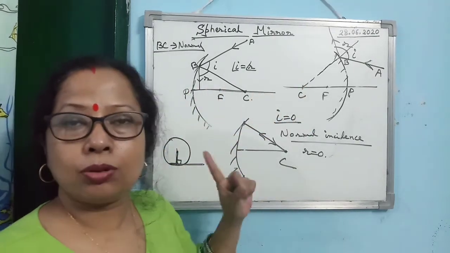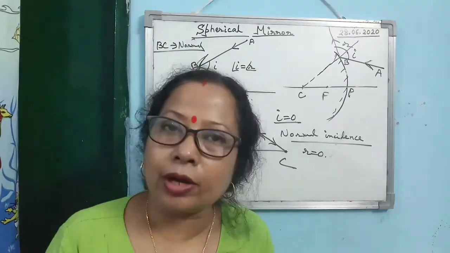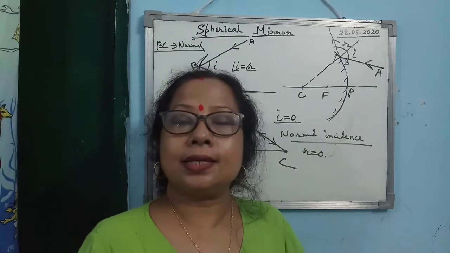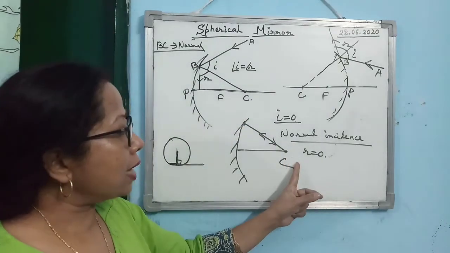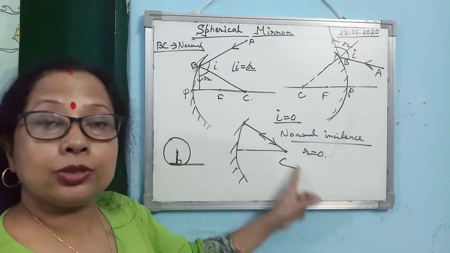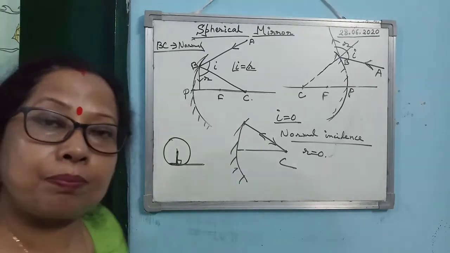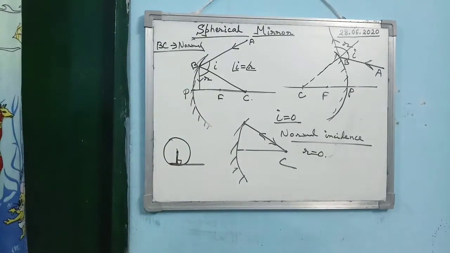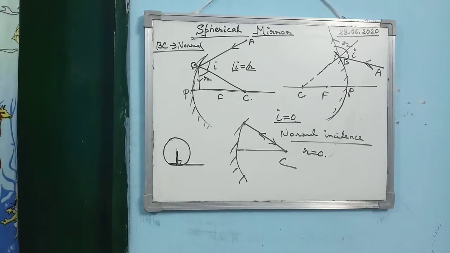So two concepts you have got. I repeat, how to draw the normal: join the point of incidence with the center of curvature. Then the second concept: any light ray passing through the center of curvature will retrace the same path, means it will reflect back along the same line. So this concept of center of curvature you must remember.